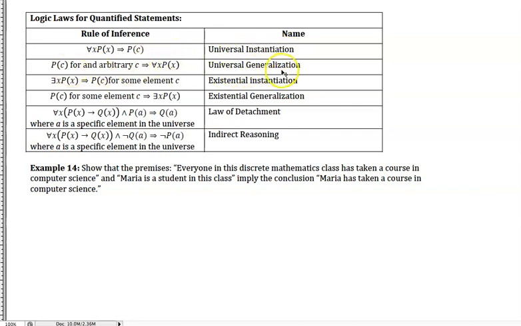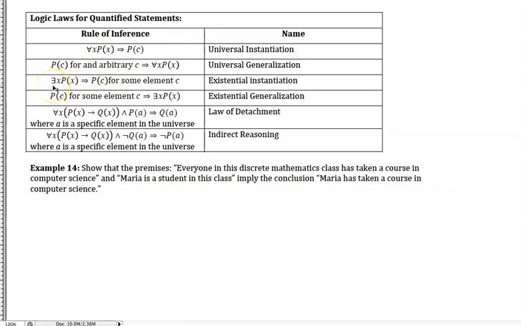Now universal generalization is backwards. If P of c is true for any arbitrary c in the universe, and that arbitrary is very important, then you can say that for all x in the universe, P of x is true. So that's the universal generalization. Okay, so c here is not a specific c, it's an arbitrary c.